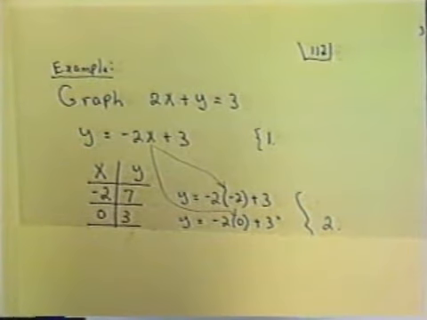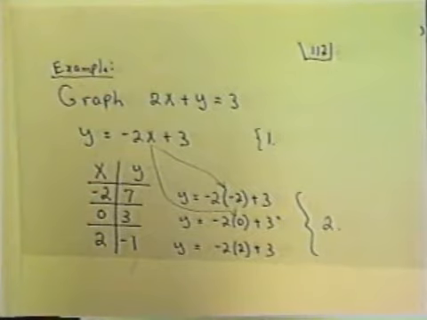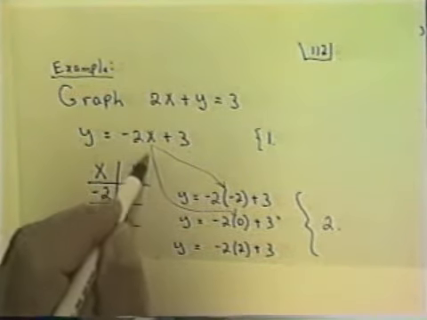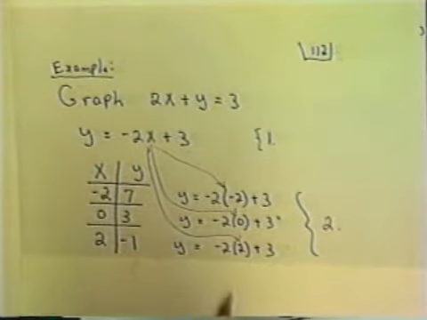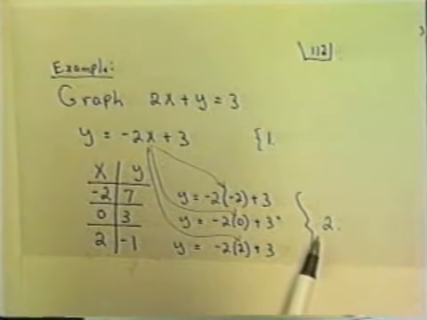Let's choose one more value of x. I'm going to choose positive 2. So notice I'm replacing x by positive 2. Now negative 2 times a positive 2 is a negative 4. A negative 4 plus 3 is negative 1. So I have completed step 2, which is to make a table of values.